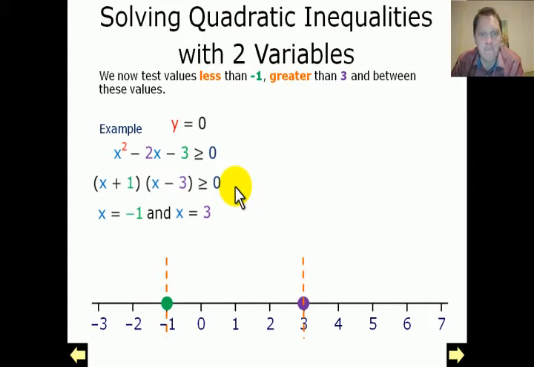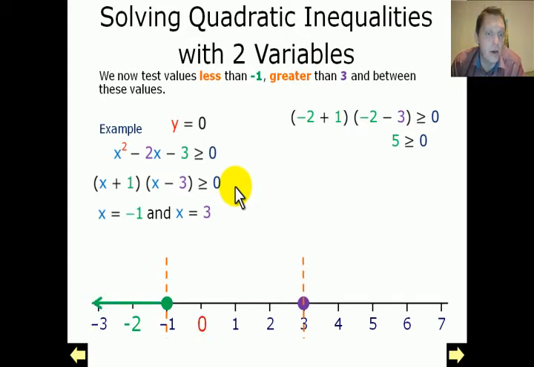So I'm going to use negative 2. If I substitute negative 2 in for my x, I've got negative 2 plus 1, so that's negative 1. Negative 2 minus 3, which is negative 5. Multiplying them together, that gives me positive 5. Positive 5 is greater than or equal to 0. So I can draw a line going this way because all my values below or equal to negative 1 will be part of my solution.